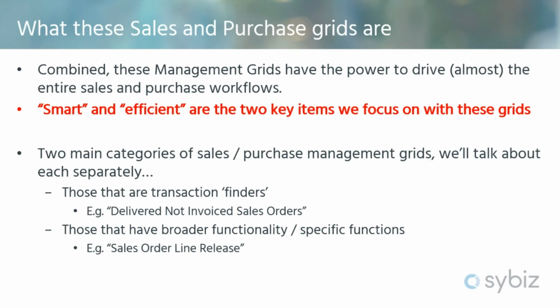Now we're going to just break these grids down into two separate categories. There's the ones that are more transaction finders. So for example, delivered, not invoiced sales orders. You'll never guess what's on that grid.